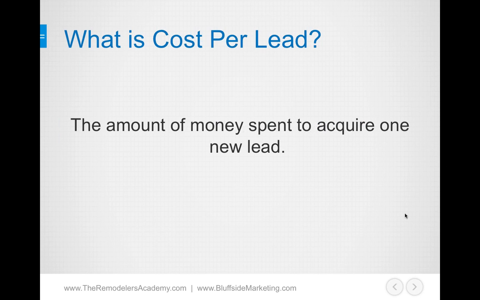So let's start with cost per lead. This is pretty straightforward. It's the amount of money spent to acquire one new lead. And you're going to hear me say this quite a lot, but I'm just absolutely shocked at how few business owners I talk to know many or any of their marketing metrics. The way we're working through this is we're starting with the most important and going down.